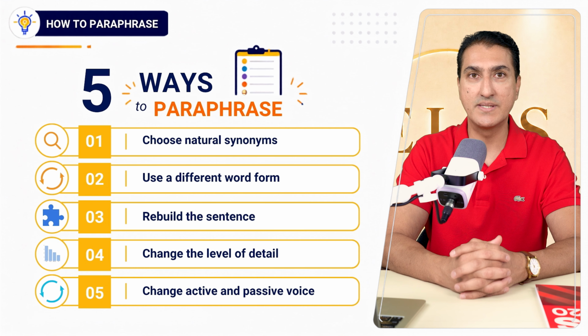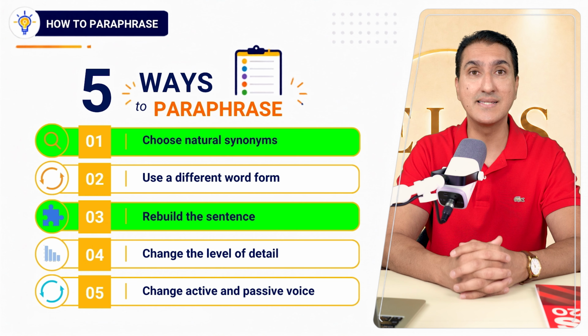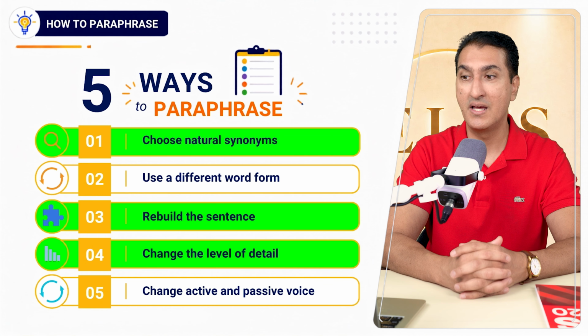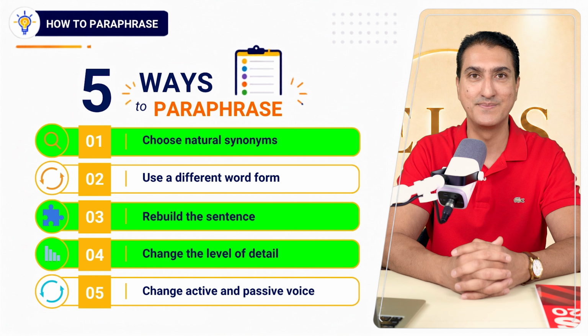Alright, let's check the answer together. If you said 3 strategies, well done. In this paraphrase, I used strategy number 1, choose natural synonyms, strategy number 3, rebuild the sentence, and strategy number 4, changing the level of detail. Let's look at them one by one.